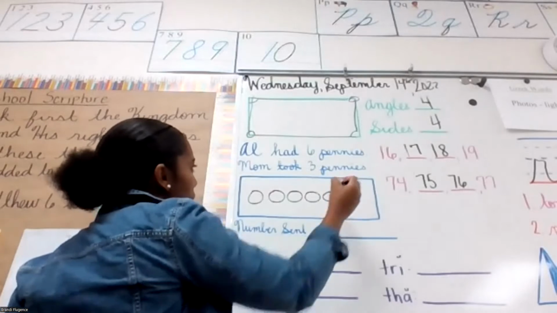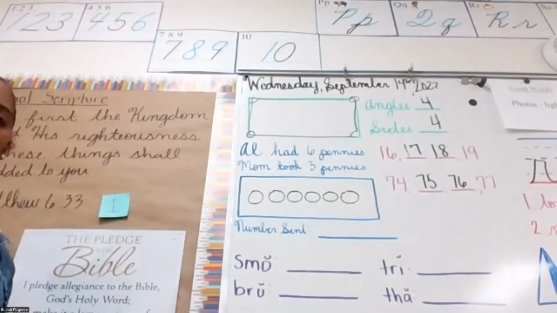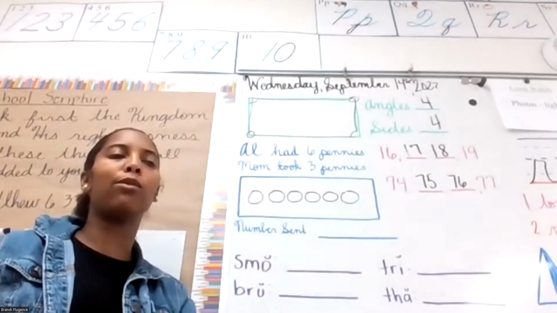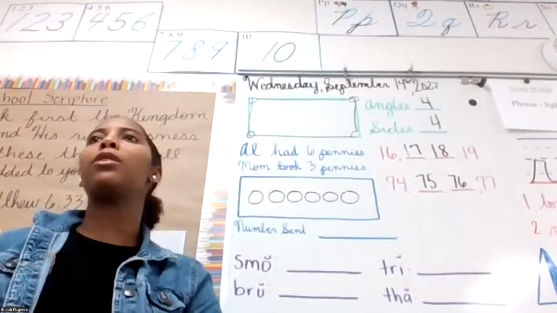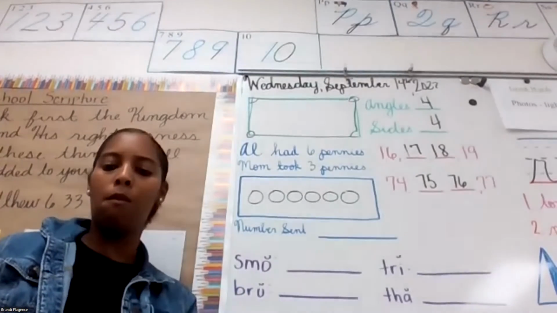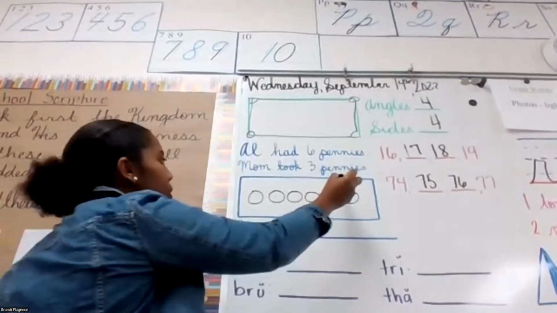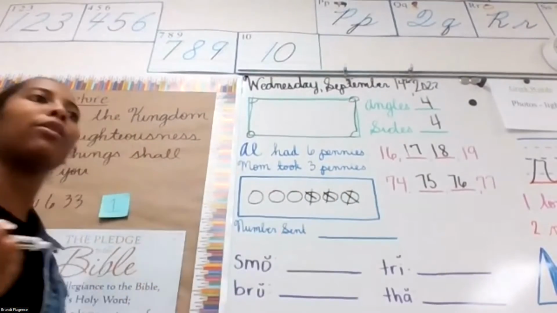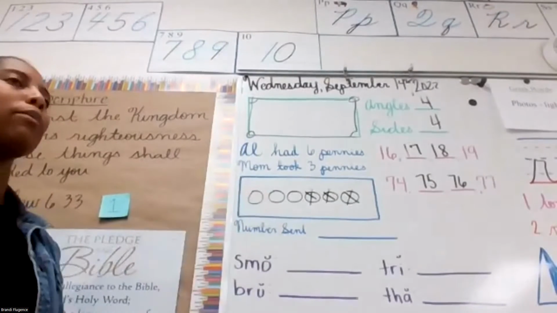How many did mom take? Three. How do I show that mom took three of his pennies? What do I do to show that mom took three of his pennies? Can you tell me? X three out. I X out three. So one, two, three. So we took away three. So how many pennies does Al have remaining?